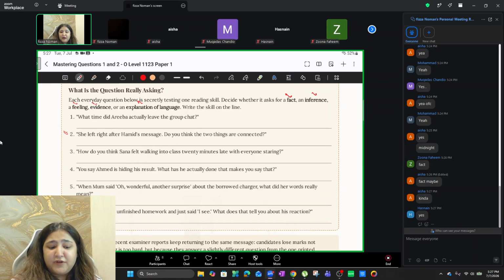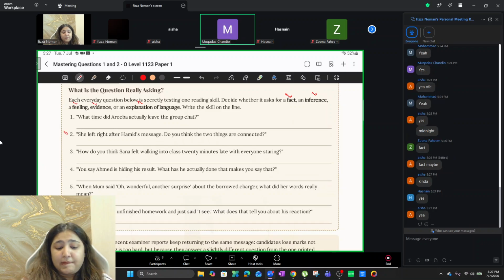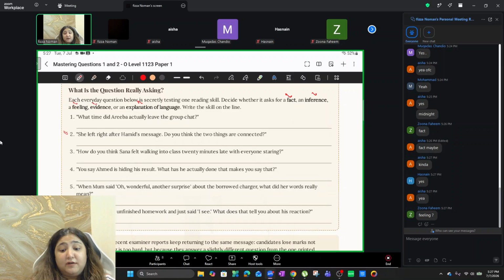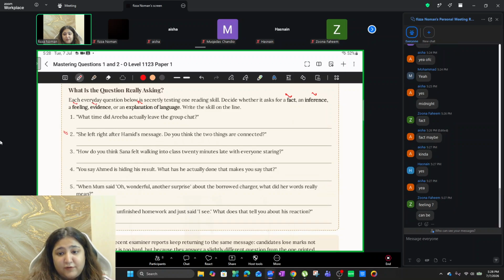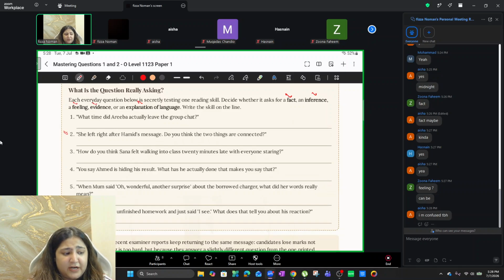She left right after Hamid's message. Do you think the two things are connected? Yes, these are connected. That's why it's giving an evidence. But, okay, Zuna is saying feeling. Okay, what do you guys think? Can it not be an inference? We have to figure it out, yeah? Okay, it's okay, Aisha, you'll get the hang of it, don't worry.